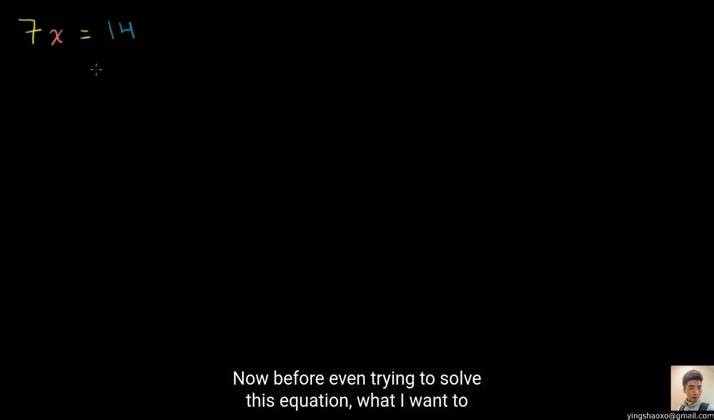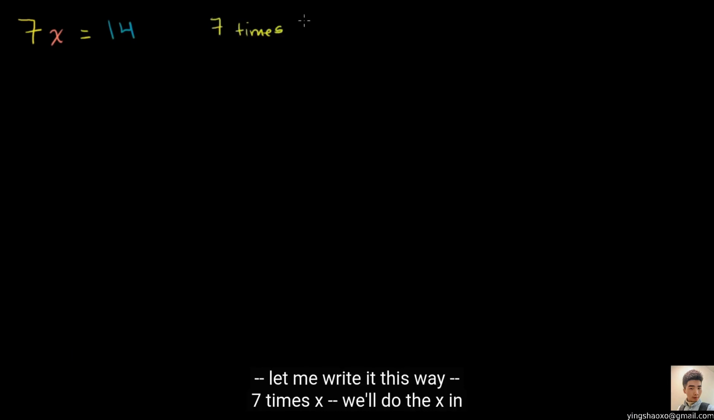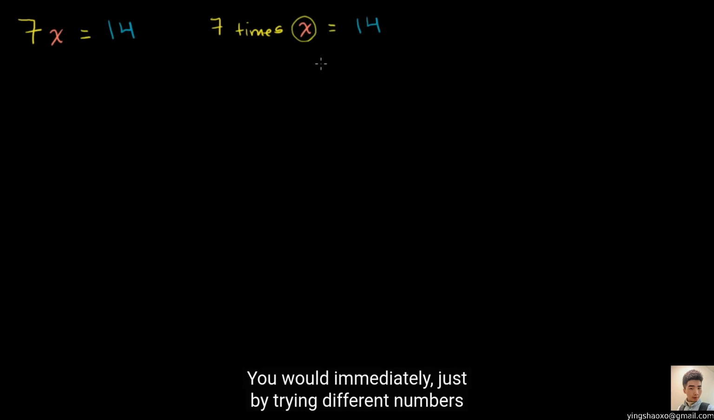Now before even trying to solve, what I want to do is think a little bit about what this is actually saying. 7x equals 14 is the exact same thing as saying 7 times x equals 14. Now you might be able to do that in your head. 7 times 1 doesn't work, but 7 times 2 is equal to 14. So 2 works here. So you'd immediately be able to solve it just by trying different values. You'd say, hey, that's going to be 2.